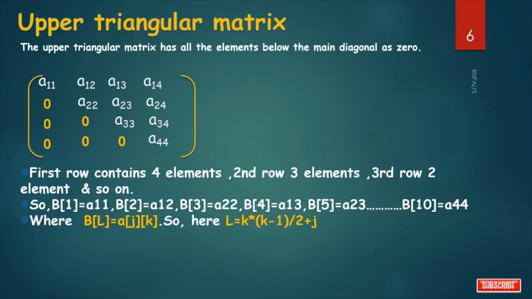Take one example, then this will be more clear for you. For A23, so what is the value of J? It is 2. What is the value of K? It is 3. Now I want to store this element to the linear array B. Then what is the value of L? It is L equals to 3 into 3 minus 1 by 2 plus 2, that is 5. So A23 is stored in location 5. So see here B5 equals to A23.